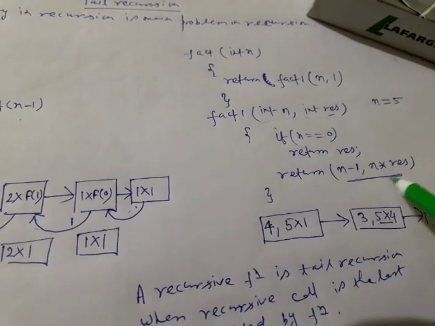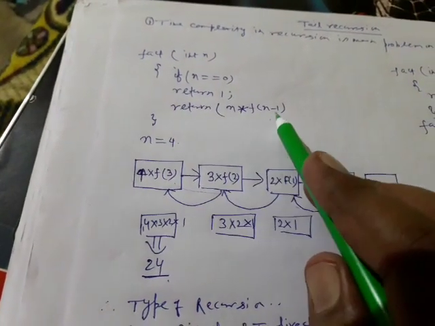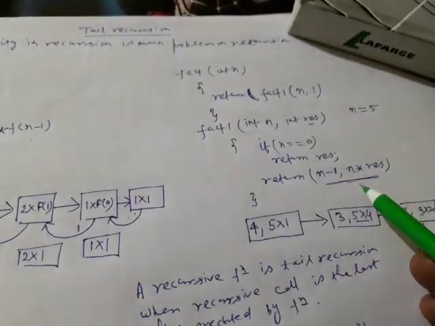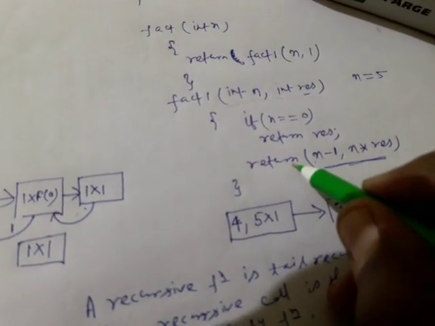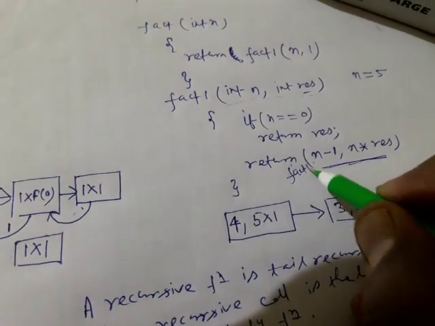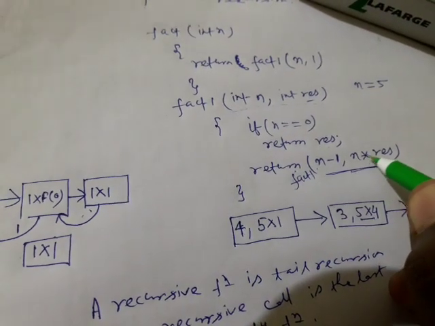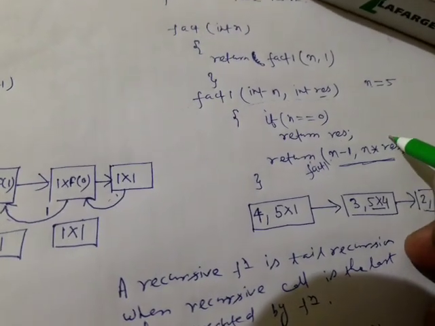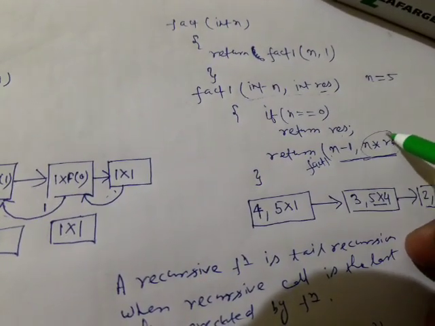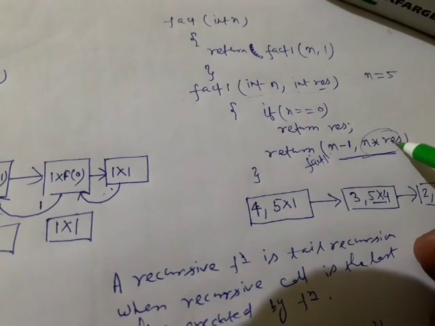Here you can see the difference. In the earlier case, what we had written was n times f of n minus 1. Here what we have written is return fact1(n minus 1, n into result). So every time, whatever the value of n, we calculate it and store the value in the result.